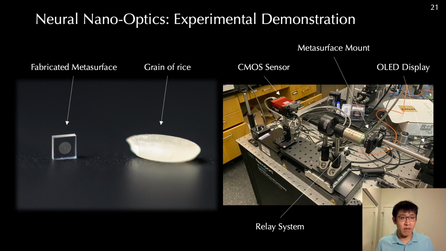Here I show an example of the fabricated metasurface on the left compared to a grain of rice. This is just to show you, again, the scale of the size of the metasurface. On the right is a picture of the experimental setup that we use to demonstrate the imaging performance of the metasurface. Our experimental setup consists of a conventional CMOS sensor, a metasurface mount for holding the metasurface, a relay system used to magnify the image captured by the metasurface so that it can be seen by the CMOS sensor, and an OLED display for displaying images.